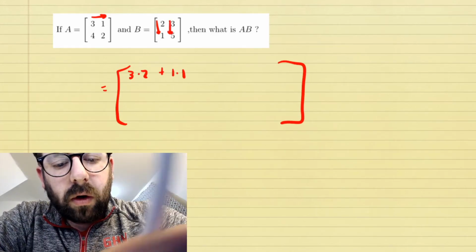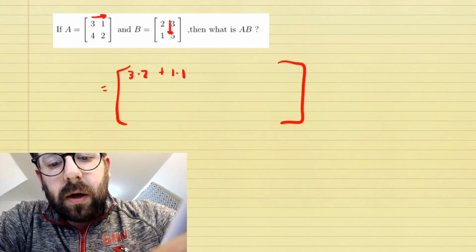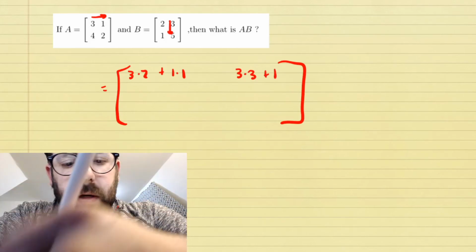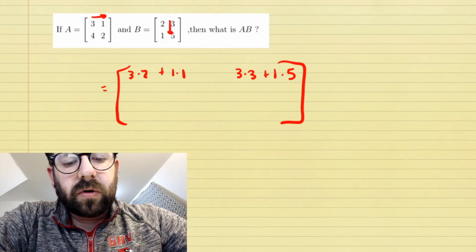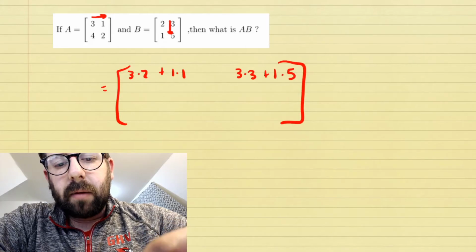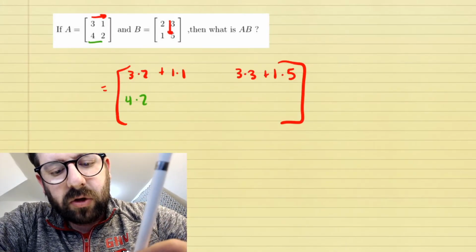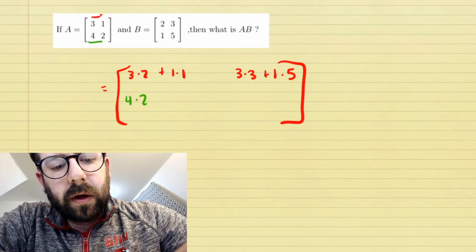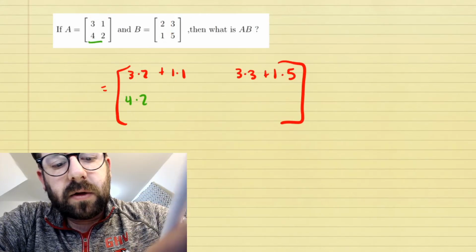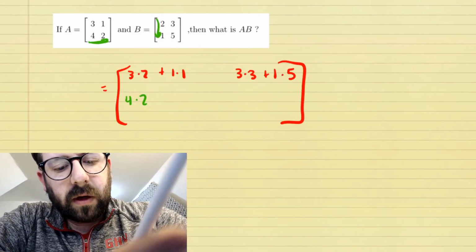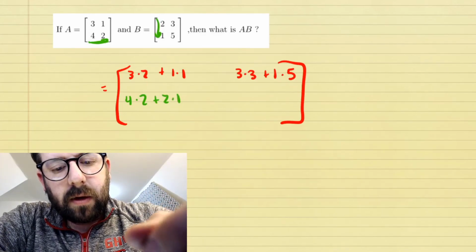Upper right corner, so that would be 3 times the 3 plus the 1 times the 5. So that's the first row, second column now. Then I move on to the second row now. Second row is 4 times the 2. Again, I'm doing second row, first column. So 4 times the 2 plus the 2 times the 1.